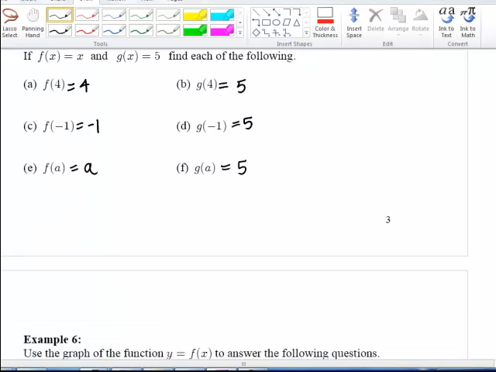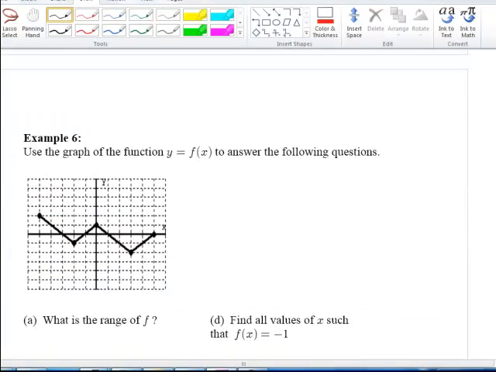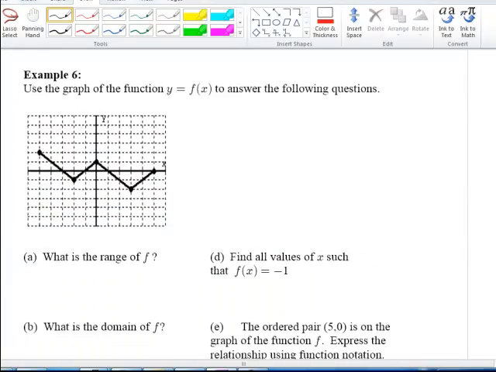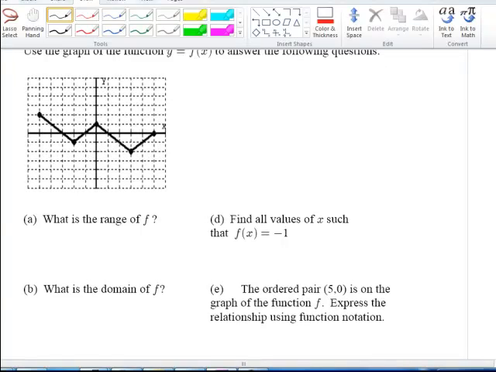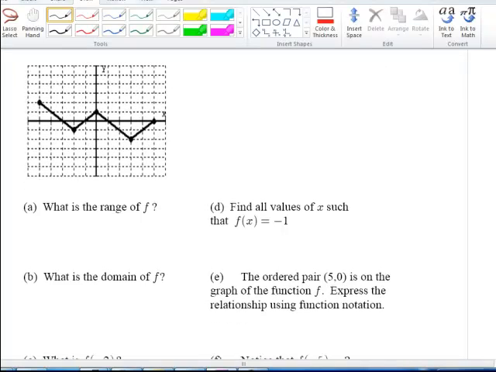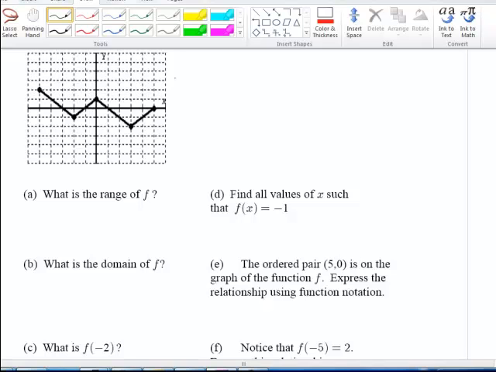All right, then a word, not a word problem yet. I'm just looking at a graph and doing some interpretation. So we've got the graph of a function here, y equals f of x, and we want to answer some questions about this graph. Let's assume each square is 1 by 1. And the first question is, what is the range of f?